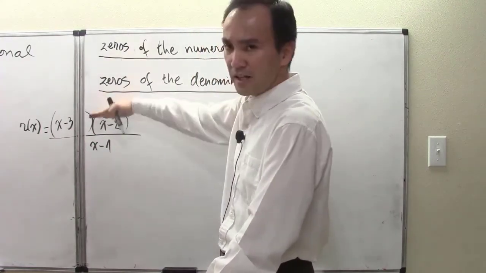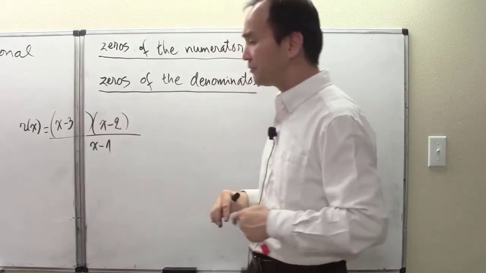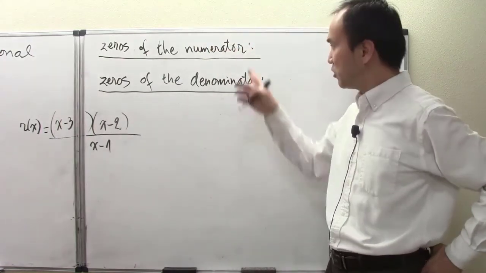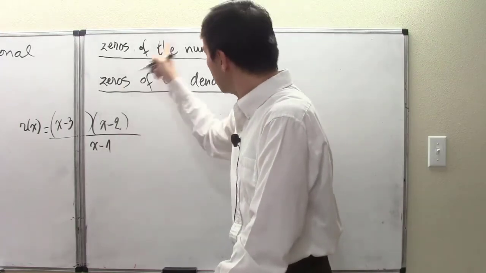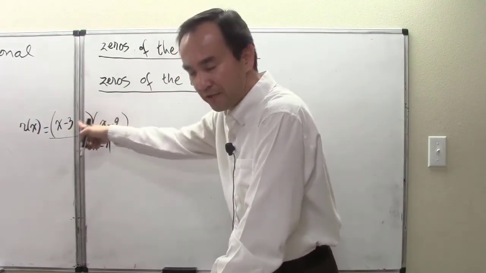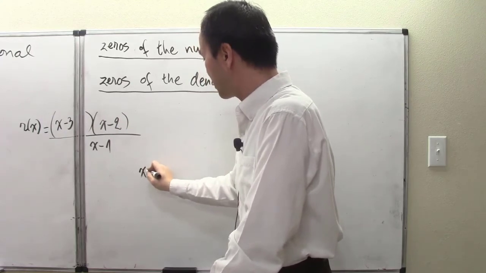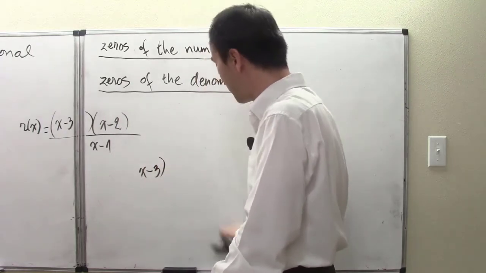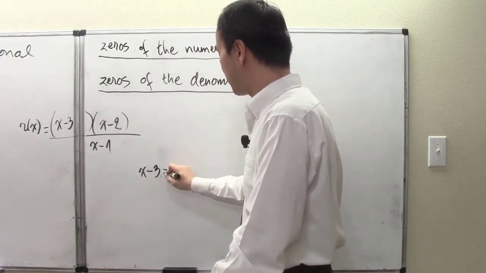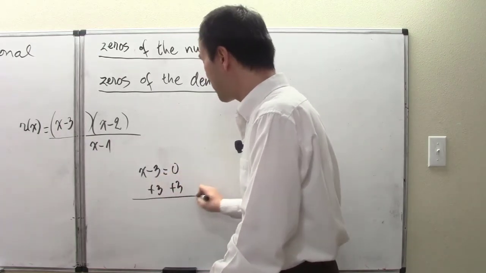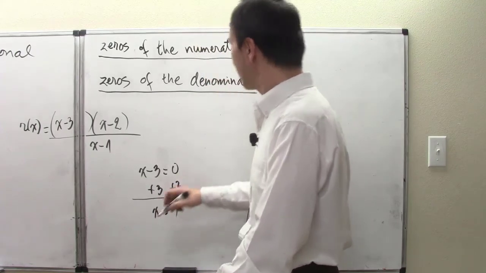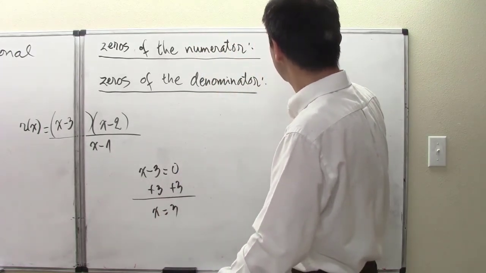Now we are at the third step, where we need to find all the zeros from the numerator and from the denominator. The numerator has two distinct linear factors. I'm going to set the first one, x minus 3, equal to 0, and solving for x from this equation, I get x equals 3. I found one zero of the numerator.